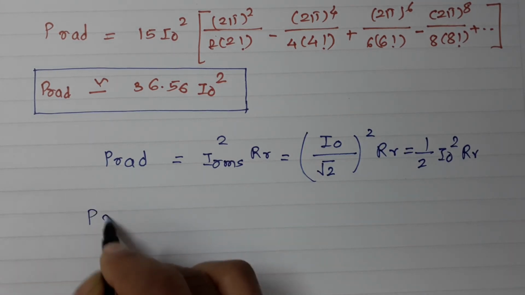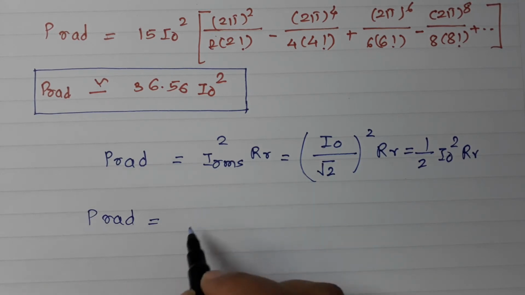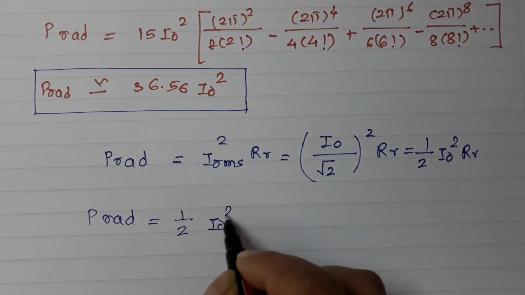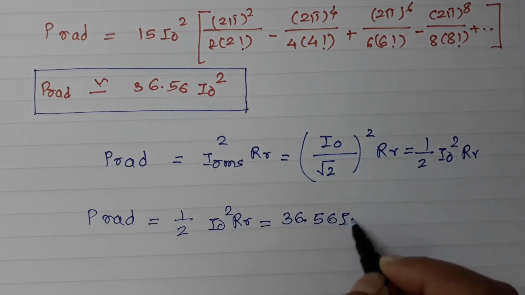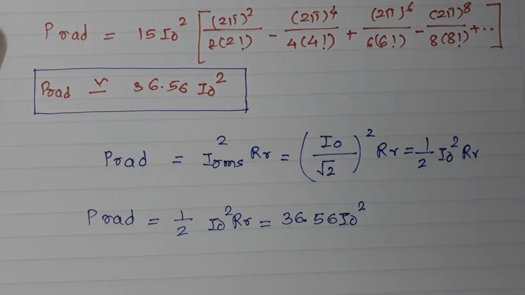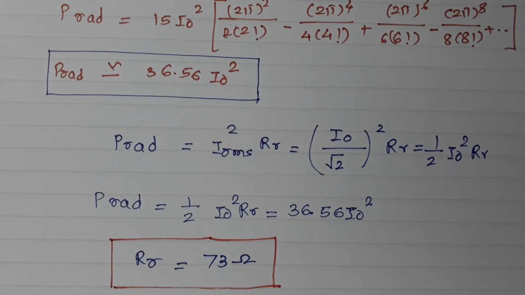So we can equate both the things over there. So P radiated is equal to 1/2 I0 square RR, which is 36.56 I0 square. So I0 square will get cancelled and the 1/2 will come here, so 1/2 means multiplied by 2. So here I can write RR is equal to 73 ohm. So for this particular half wave dipole, radiation resistance will be 73 ohm as we have calculated.